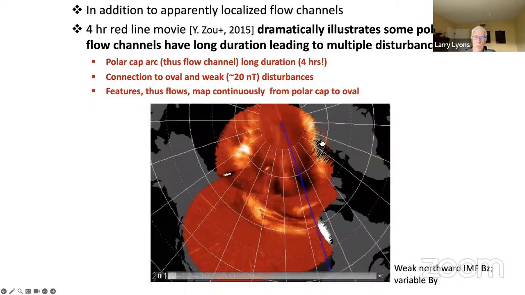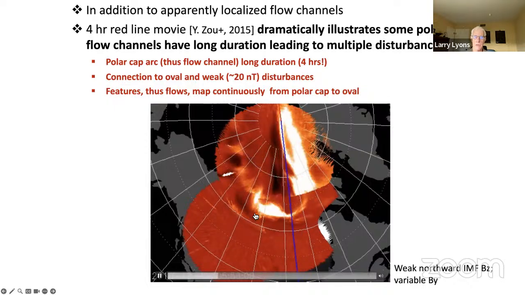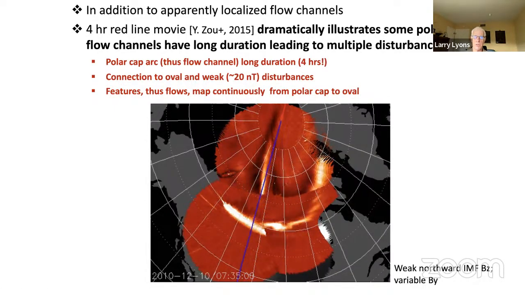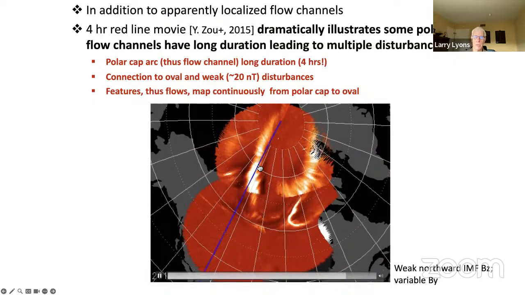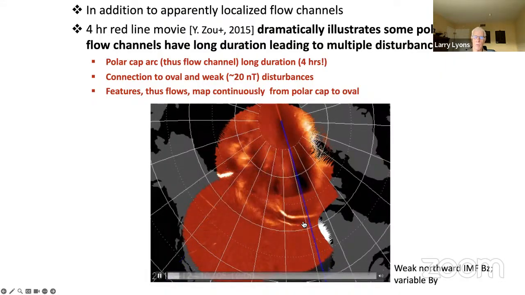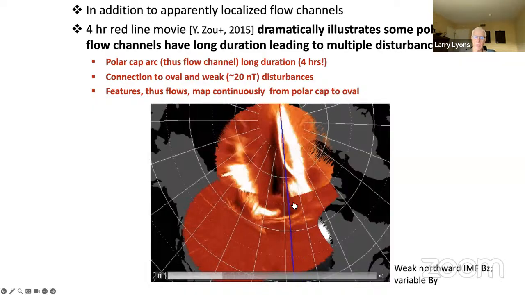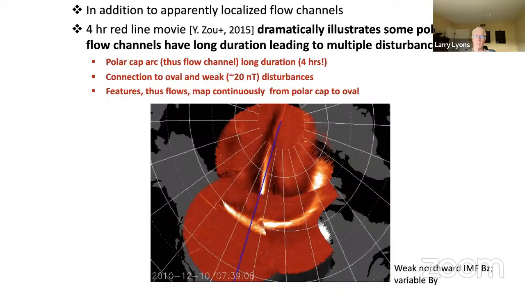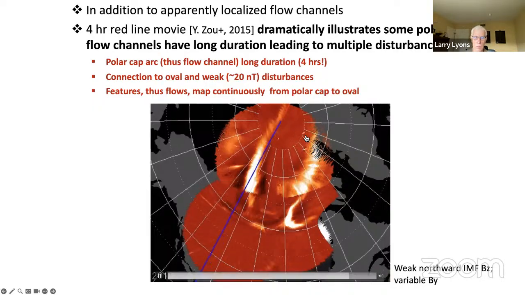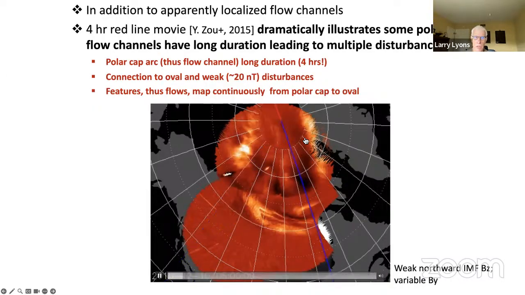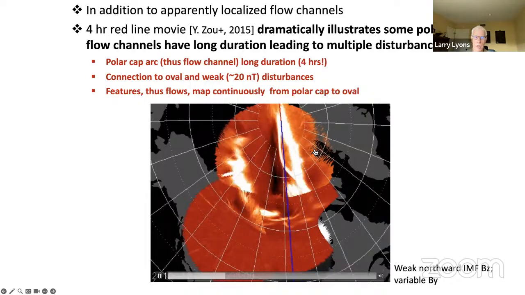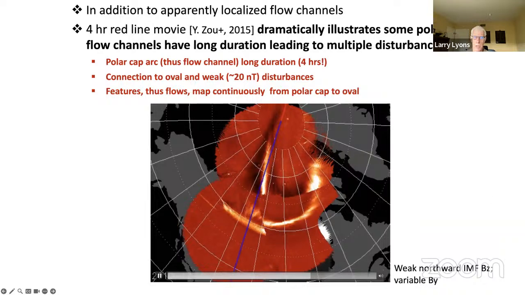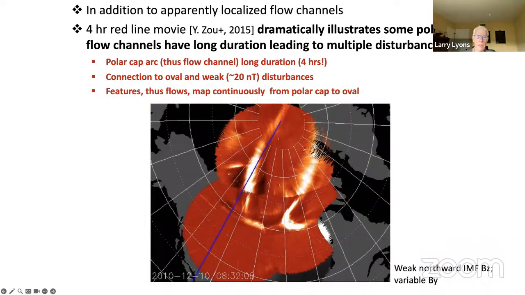And as it moves, it connects to a variety of disturbances in the auroral oval. There's no real boundary that you can see when you look at the 6,300 emissions between the polar cap and the oval in terms of the connection to these polar cap arcs, which are signifying the flow channels. So, it really shows there's short-term and long-term polar cap flow channels, and you can really just see how they go into the auroral oval and make all the PBI-like disturbances.